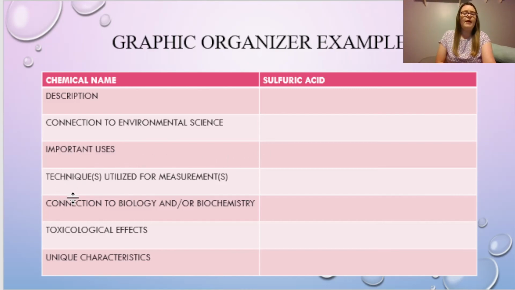They could also talk about the techniques that are utilized for the measurement of it. They could then research the connection to biology and biochemistry, like we did with the bacteria just now, which was kind of even connecting environmental science to it. They could also discuss and research toxicological effects, and also any unique characteristics of sulfuric acid. Again, these are in columns, and it will help them organize their thoughts. I think that will really help them organize important information, not just jumble it up.